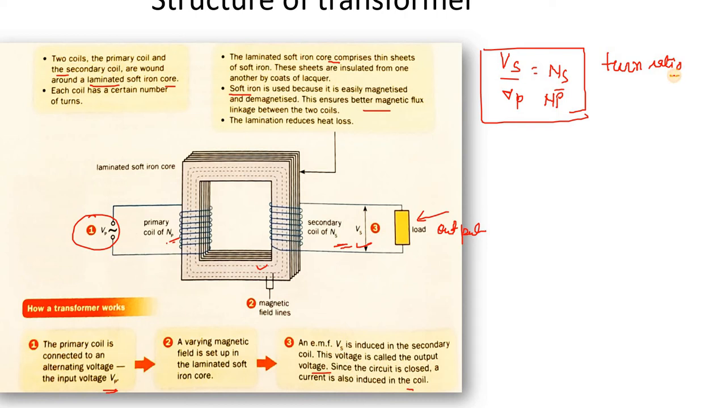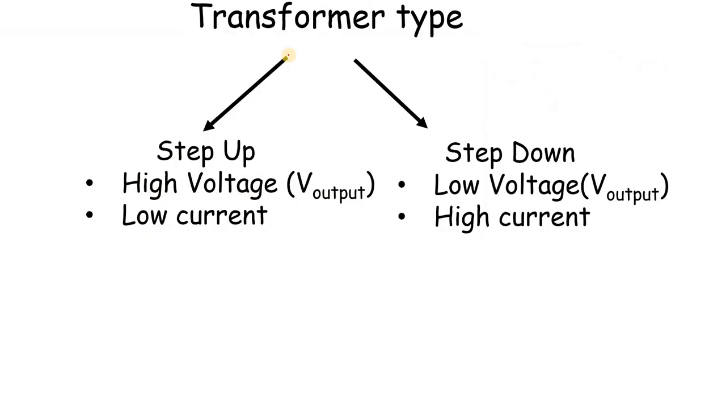Okay, so this tells you that if you have a high number of turns in the secondary, there will be high voltage. If the primary coil has a high number of turns, it will have high voltage. So based on our requirement, we have two kinds of transformer. First, a step up, and second, a step down. Step up and step down is basically the concept in the secondary, meaning output.